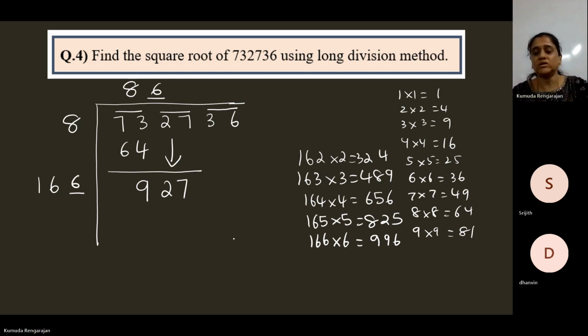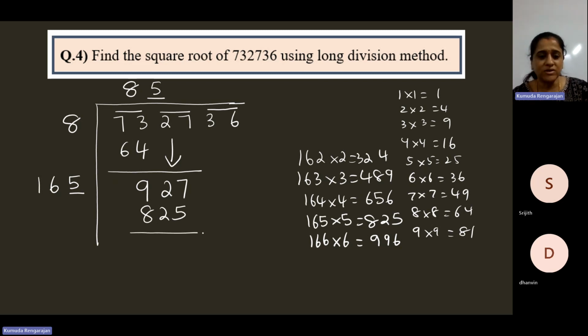You should not be finding so many products. You should be able to gauge it. I'm not saying you should work like this. You should directly try to go to 165 into 5. This is just for you to understand. You don't find 927 here. If you find 927, you can take that. But we don't find the product 927. So which product is just less than 927? 825, and that is 165 into 5. So 165 into 5 is equal to 825. Very easy.